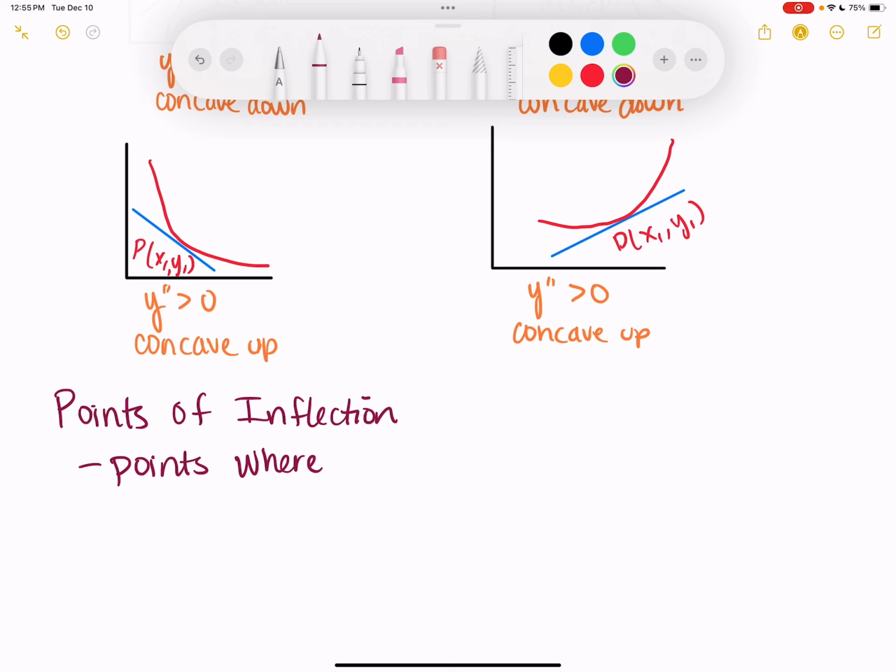Calculus. Back to points of inflection. The points where the curve changes concavity.